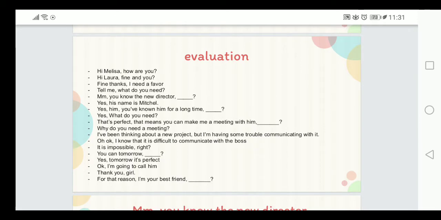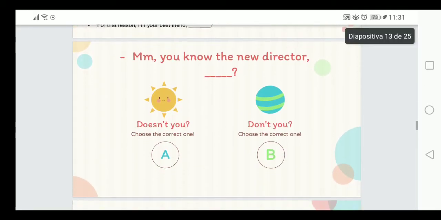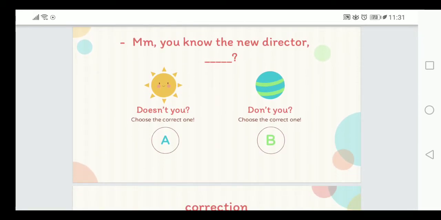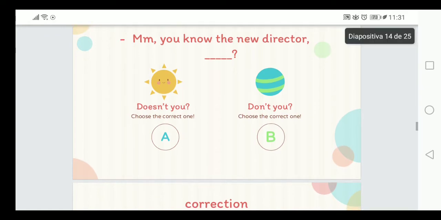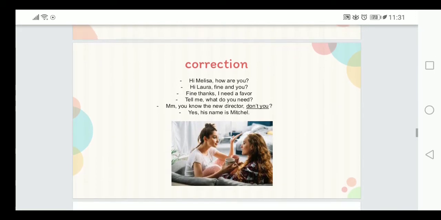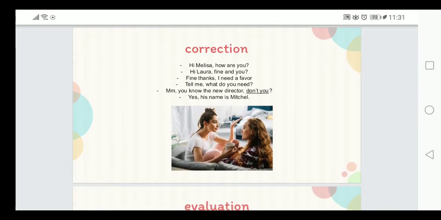The evaluation. You need to complete the conversation with the tag question that corresponds. Hi Melissa, how are you? Hi Laura, fine and you? Fine, thanks. I need a favor. Tell me, what do you need? You know the new director? In these sentences, you need to choose between A, doesn't you, B, don't you. The correct answer is B, don't you, because the first statement is in present simple and with the subject you. So it's don't you for the negative in that question.